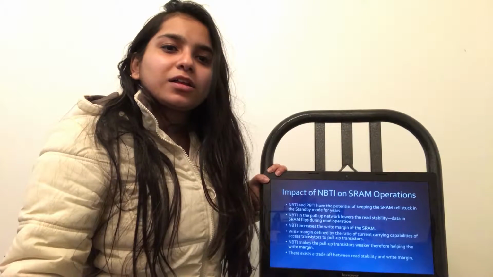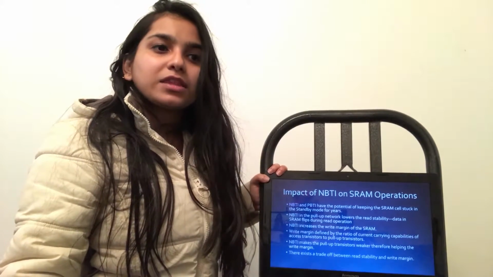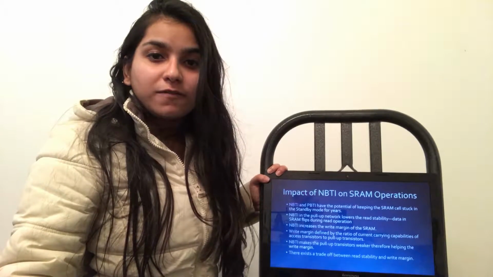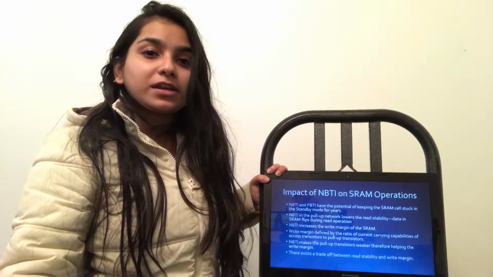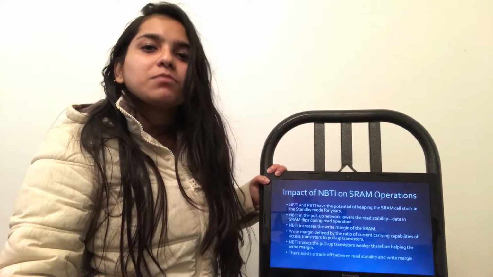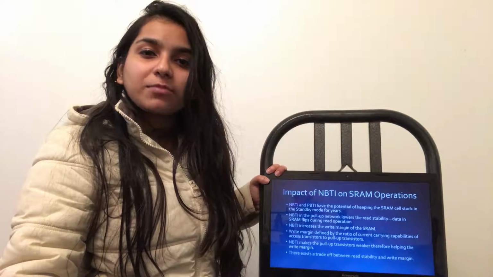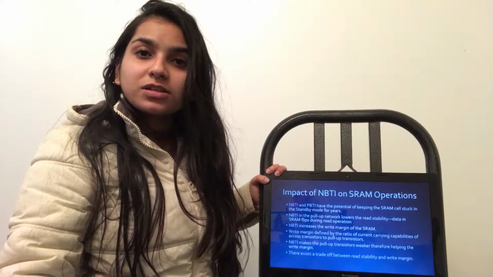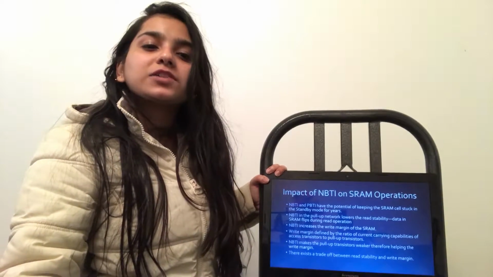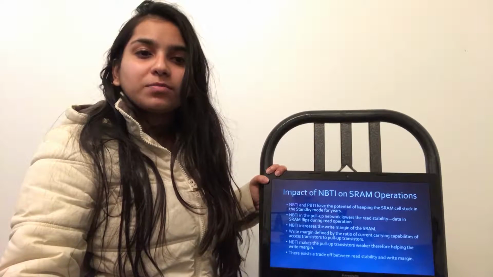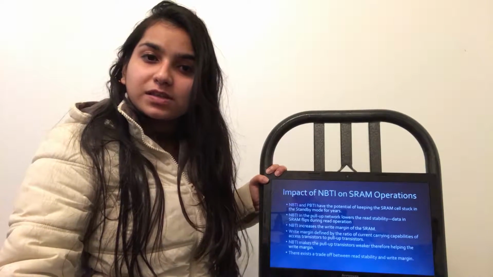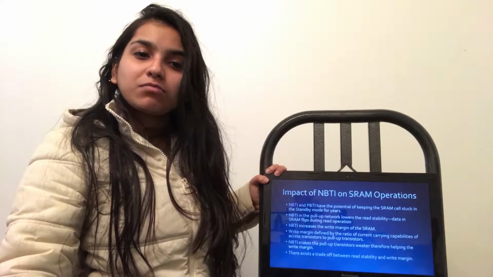However, although it may seem very surprising, there is a positive aspect of NBTI in one area of SRAM performance, and that is the write ability or the write margin. Write margin is defined by the ratio of the current carrying capabilities of the access transistors to the pull-up network. At this point, NBTI has already weakened the pull-up network by decreasing the current carrying capability. This increases my ratio, thereby increasing my write margin.